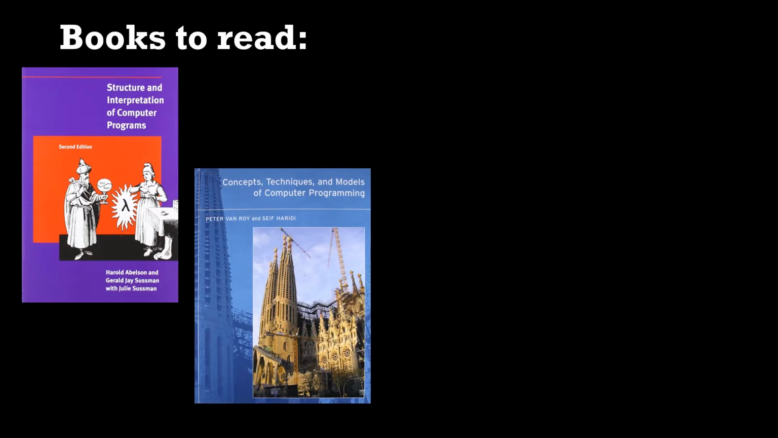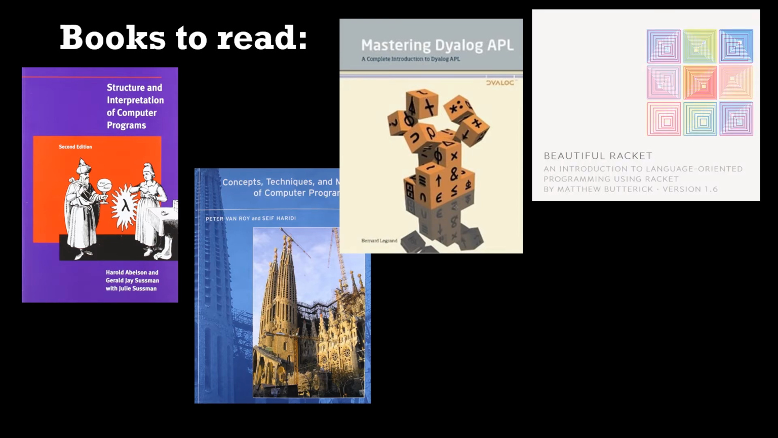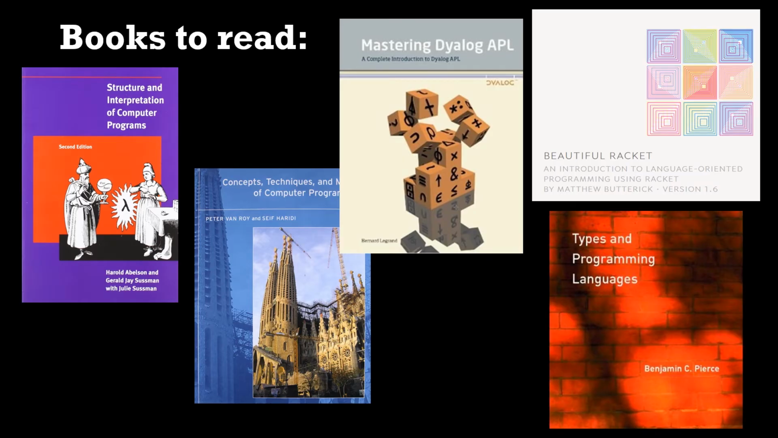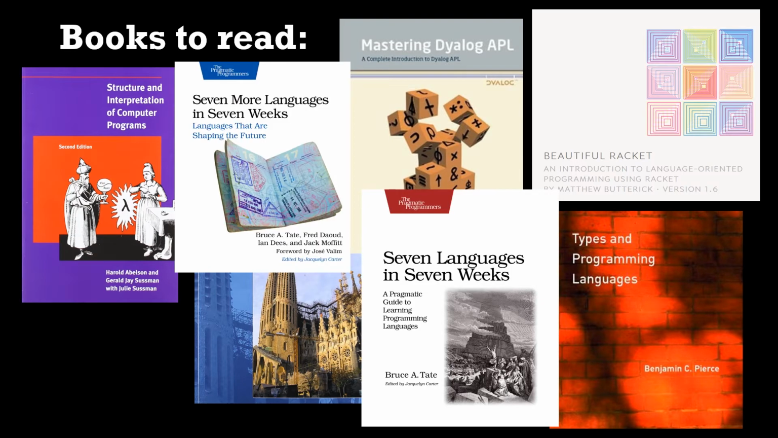As I mentioned, Concepts, Techniques, and Models of Computer Programming, Mastering Dyalog APL. APL is one of my favorite languages. Beautiful Racket. Racket is becoming one of my favorite languages. Types and Programming Languages. I've heard this book is a little bit more difficult, but I think after going through SICP and Concepts and Techniques, it should be doable. Also, 7 Languages in 7 Weeks by Bruce Tate, I've heard amazing things about. There's a sequel to this one, 7 More Languages in 7 Weeks, and I've heard that Bruce is also working on another follow-up, so a third in this series.